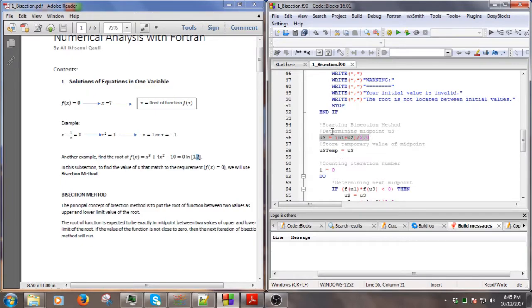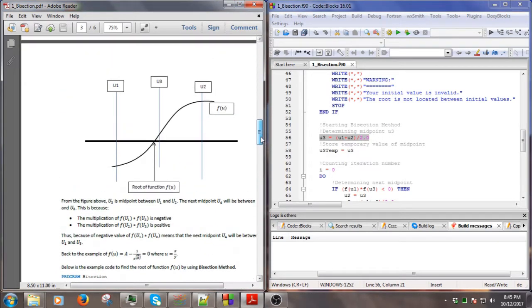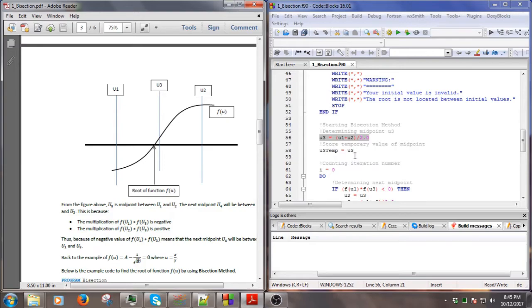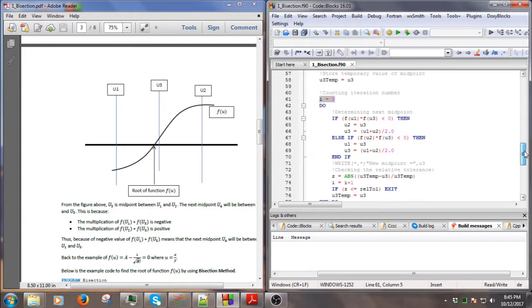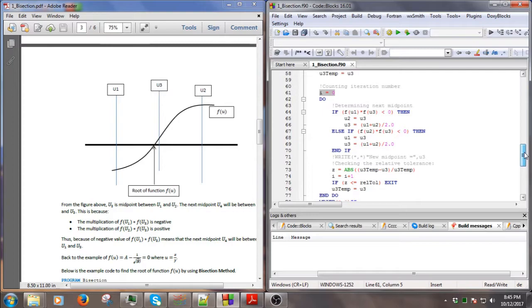The first step is to determine the midpoint u3, as we can see here, the u3, and store the temporary value of the midpoint. We use u3 temporary equals to u3. Then we do the calculation, and remember to put the counter here to find out how many iterations happen.